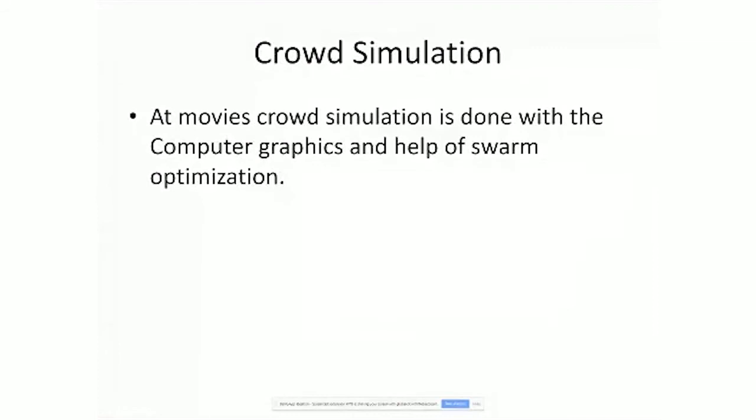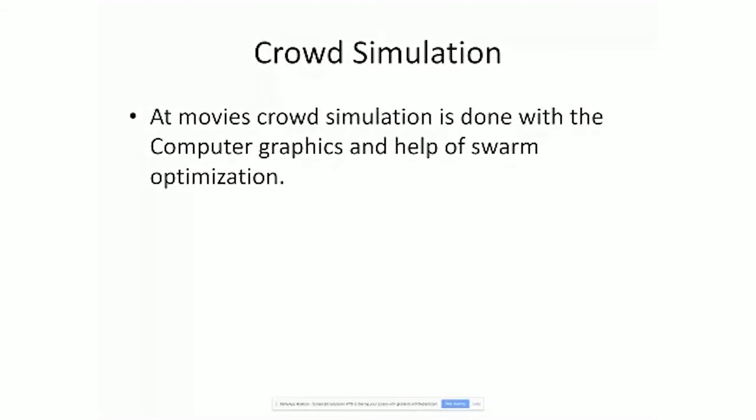Okay. So now crowd simulation. We have seen a lot of movies, like Batman Returns. It was one of the super hit movies of 1992, where the entire simulation of the penguins in the last moment of the movie was done with the help of computer graphics. When computer graphics is applied to get a particular solution, we also use it in terms of crowd simulation. In movies, when crowd simulation is done with the help of computer graphics, we call it a swarm optimization tool.